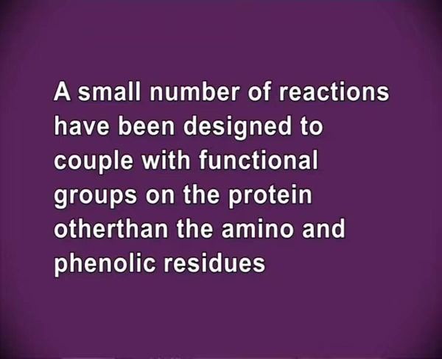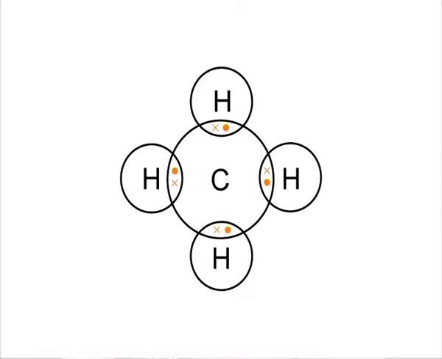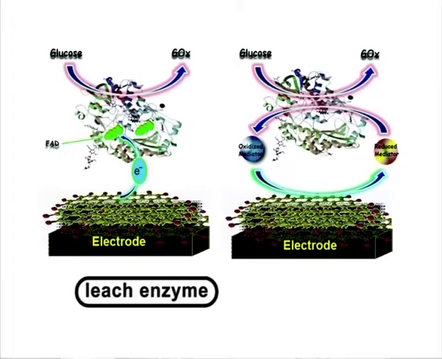A small number of reactions have been designed to couple with functional groups on the protein other than the amino and the phenolic residues. As with the cross-linking, covalent bonding should provide stable insolubilized enzymes, derivatives that do not leach enzyme into the surrounding solutions. The wide variety of binding carriers with functional groups capable of covalent coupling or being activated to give such groups makes this a generally applicable method of insolubilization.